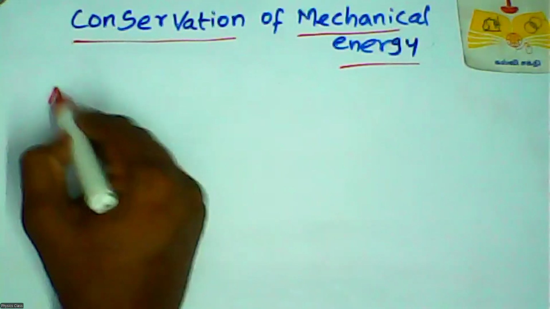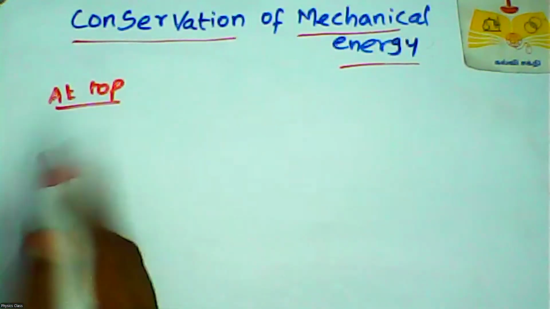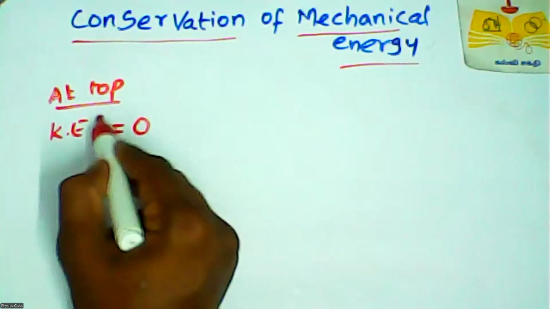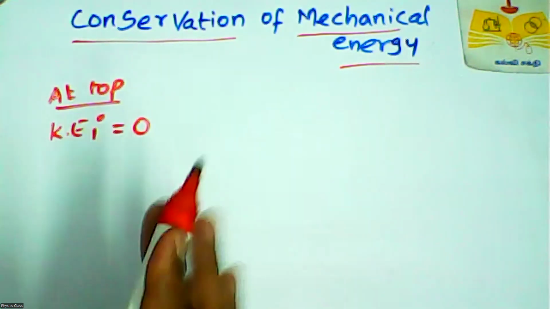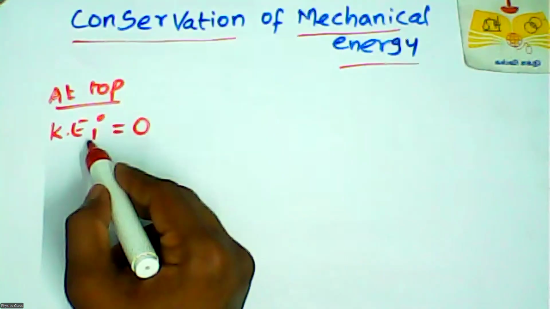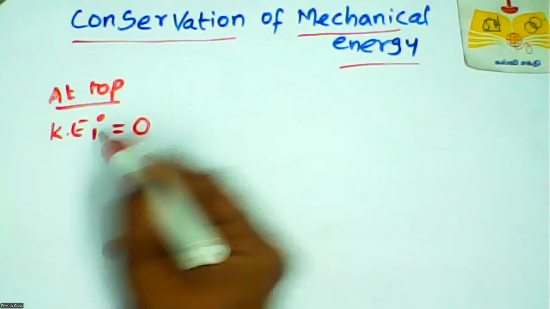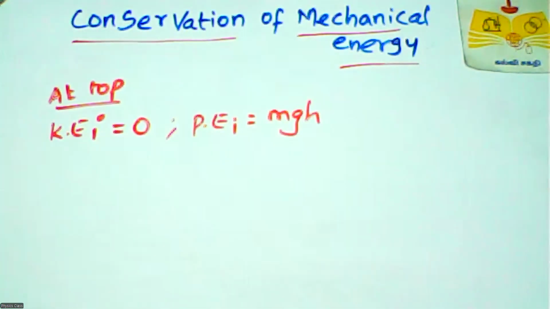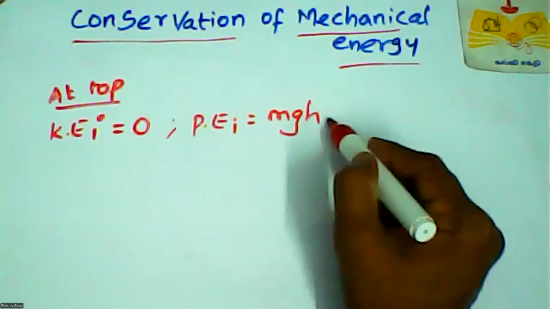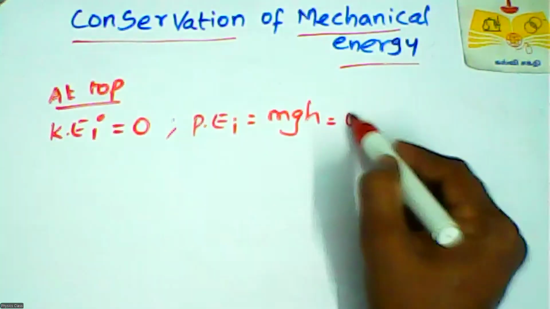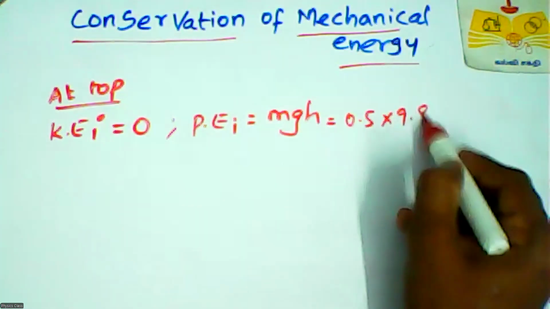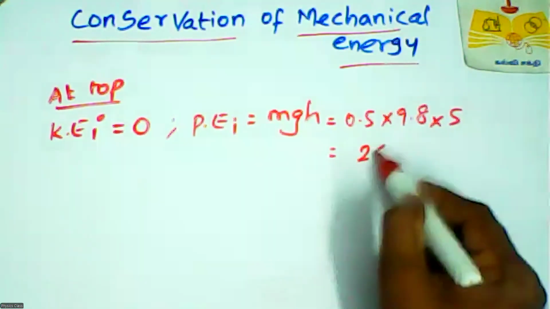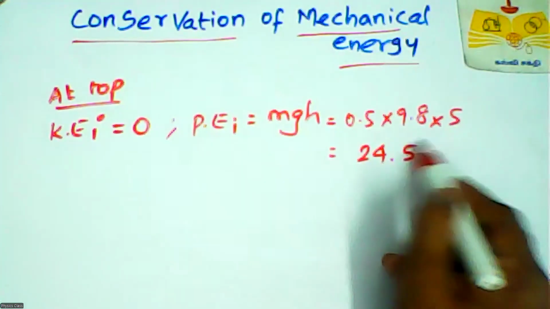So at the top position, that is the initial state, kinetic energy is 0. At some height, potential energy will be maximum and kinetic energy will be 0. So at the initial state, kinetic energy 0, potential energy maximum, which is mgh. Just put the values: m 0.5, g 9.8, h 5. We will get 24.5 joule.